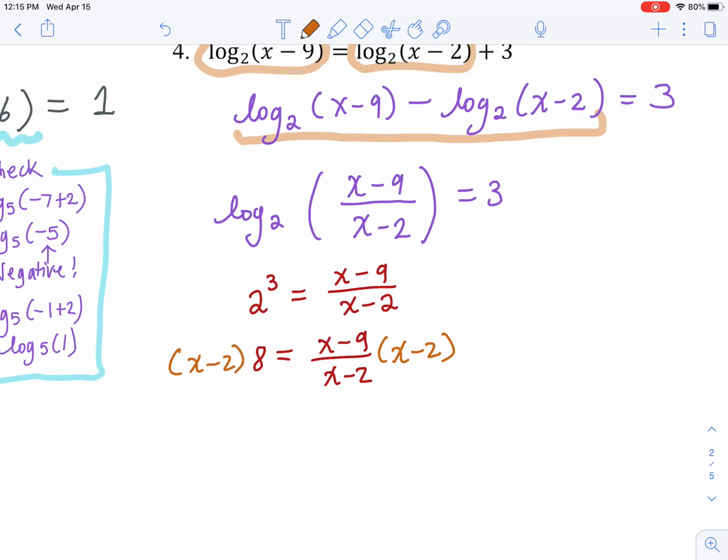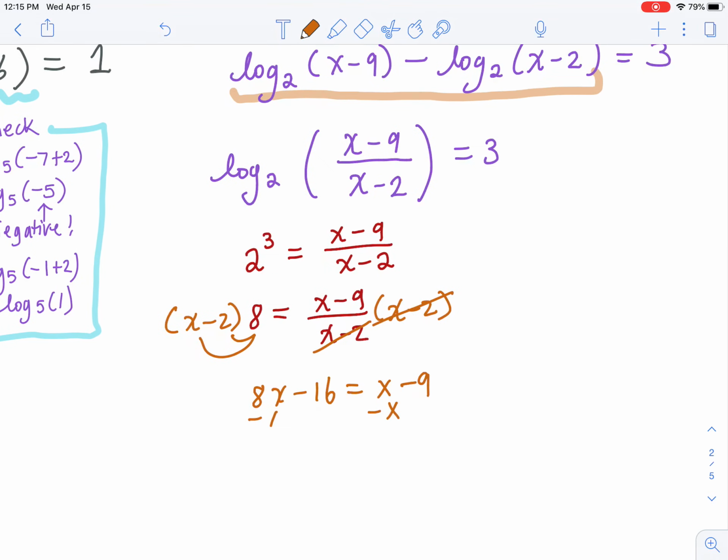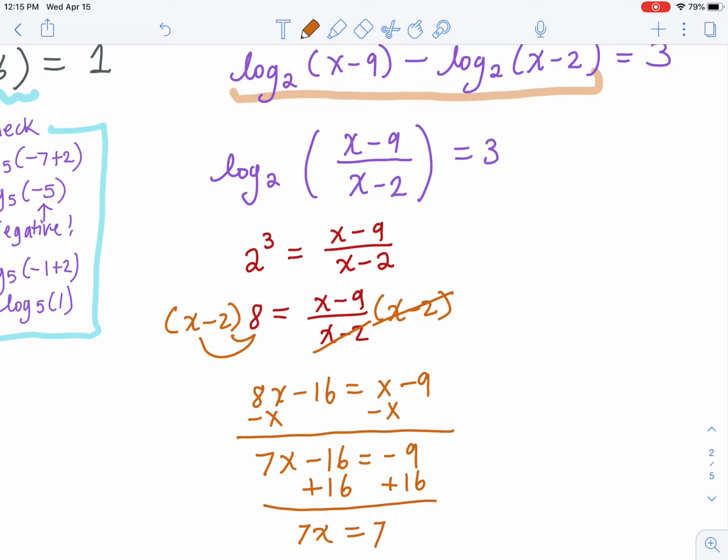To solve for x, let's go ahead and multiply both sides by the denominator of x minus 2. If I do that, the denominators cancel out. And if I distribute, I will get 8x minus 16 equals x minus 9, right? Let's solve this. Subtract x from both sides. I get 7x minus 16 equals -9. Add 16 to both sides. 7x equals 7. Hooray! So therefore, what's x then? x comes out to be 1.